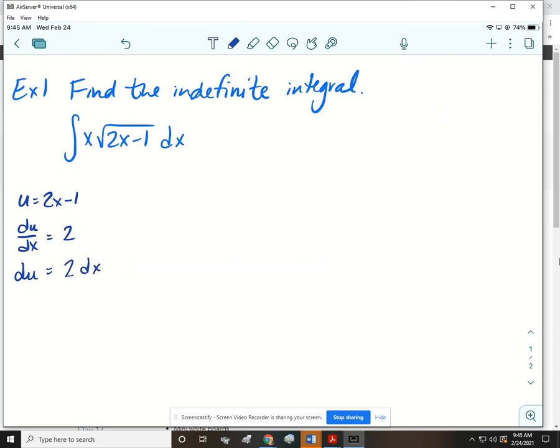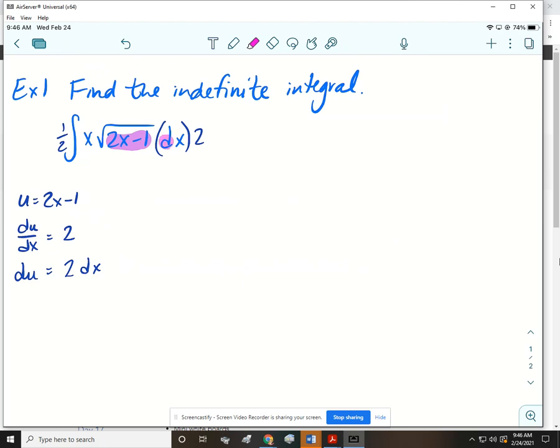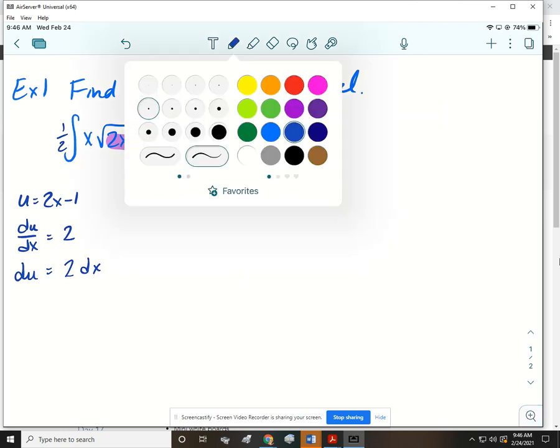Now, I'm still going to have to correct my integral. So I still need a 2 dx. I don't have the 2, but I do have the dx. So you would multiply by 2, and you would multiply by the 1/2. And so I would be okay with changing 2x minus 1 to u and changing 2 dx to du. But I have a problem, and it's that I still would have an x in my integral.